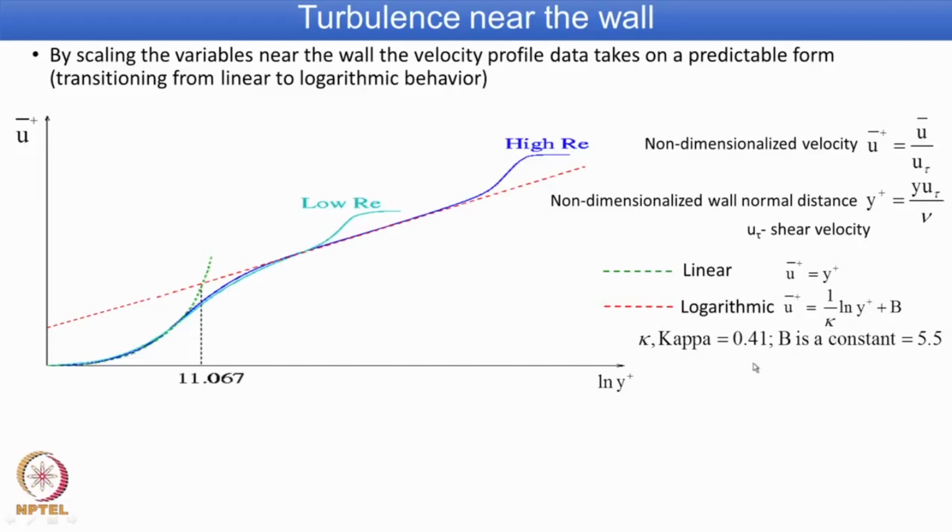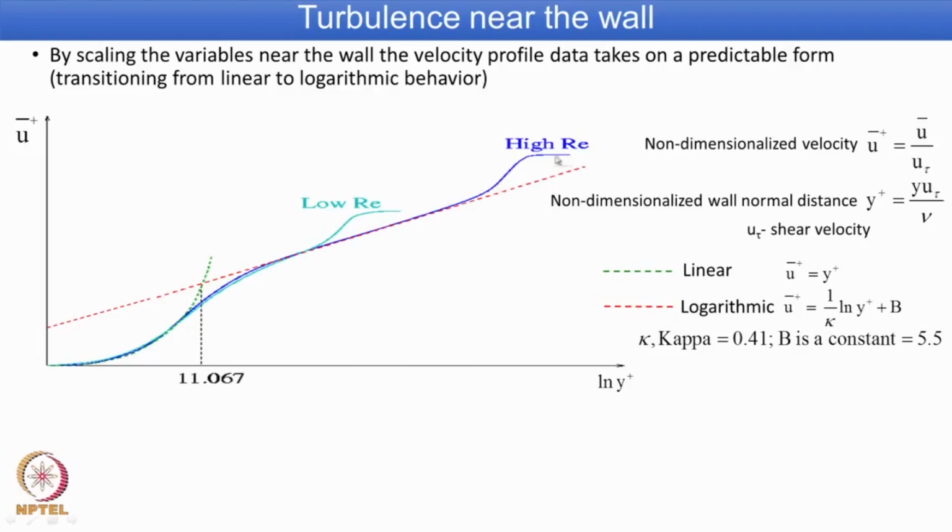Kappa is a constant which is given a value of 0.41, and b is another constant which is given a value of 5.5. And this expression, as you can observe, is a semi log expression, because on one side you have a straight value, on the other side you have a logarithmic expression. On this semi log plot, this kind of expression will appear like a straight line, and that is what this region is, which is marked in red color. So, this red straight line is actually representing this logarithmic expression.